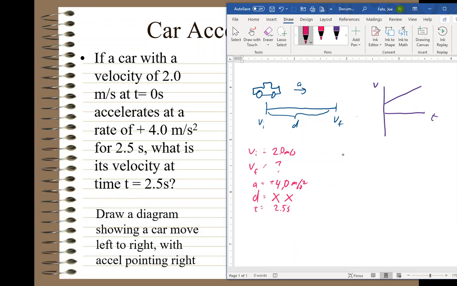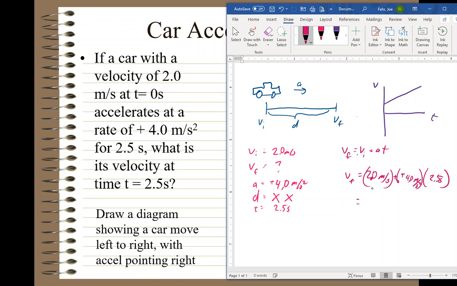Okay, so let's go ahead and do the equation, the one we don't care about displacement. So that's going to be VF is equal to VI plus AT. Lovely. Hey, look at that, it's already rearranged. Man, physics is so delicious. Okay, so the initial velocity is going to be 2.0 meters, emphasize that point, per second. The plus acceleration is going to be positive 4.0 meters per second squared. And then the time is going to be 2.5 seconds.